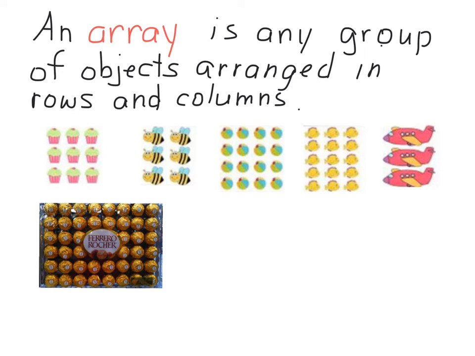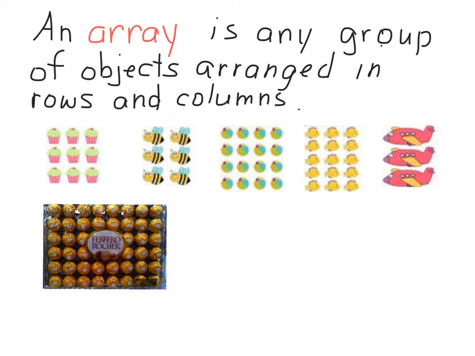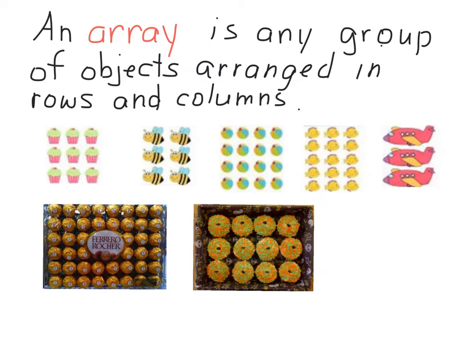These pieces of candy are actually arranged in an array. Here are the rows, and here are the columns. And these donuts are arranged in an array. Here are the rows, and here are the columns.